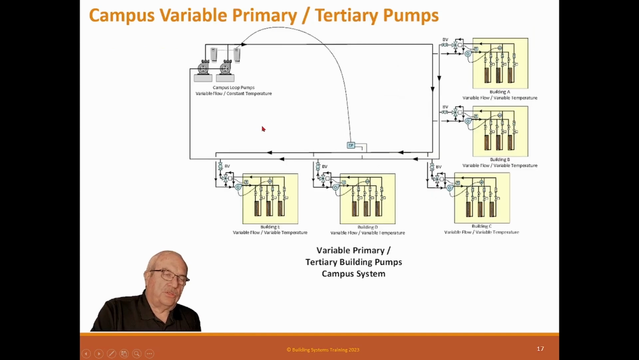Now, the third one is the one you will normally see, which is a campus variable primary tertiary pumps. So in these, we have a pump that actually pumps the water through the system and manages that differential pressure. And then we have a bypass valve, a temperature mixing valve, that sets the temperature for the building. So basically then, every building has a tertiary pump. Now, by the way, you can't mix between these systems. If one building's got a tertiary pump, they all should have tertiary pumps.